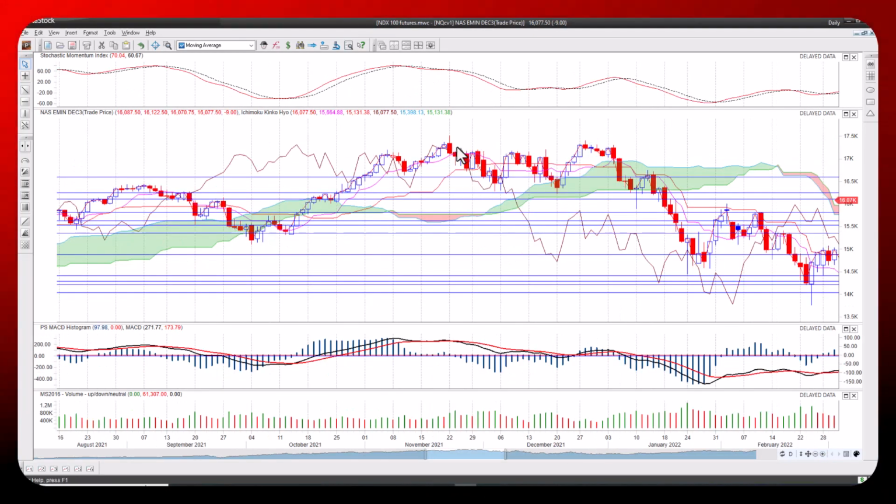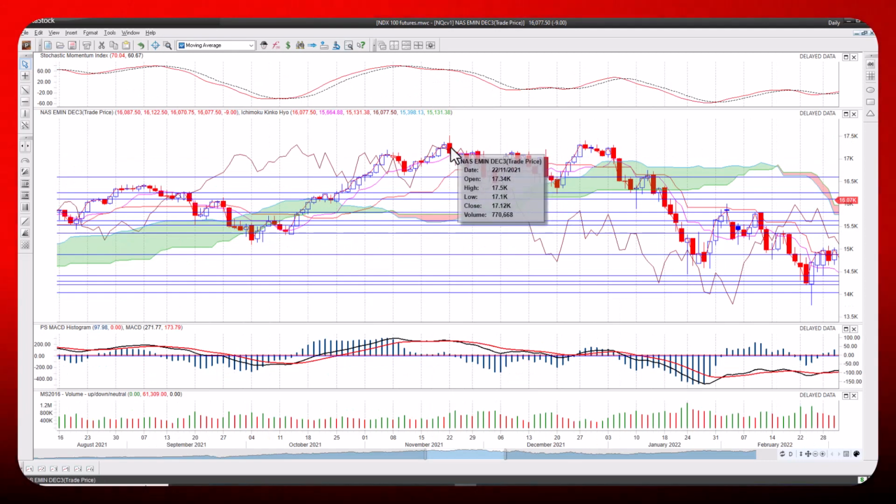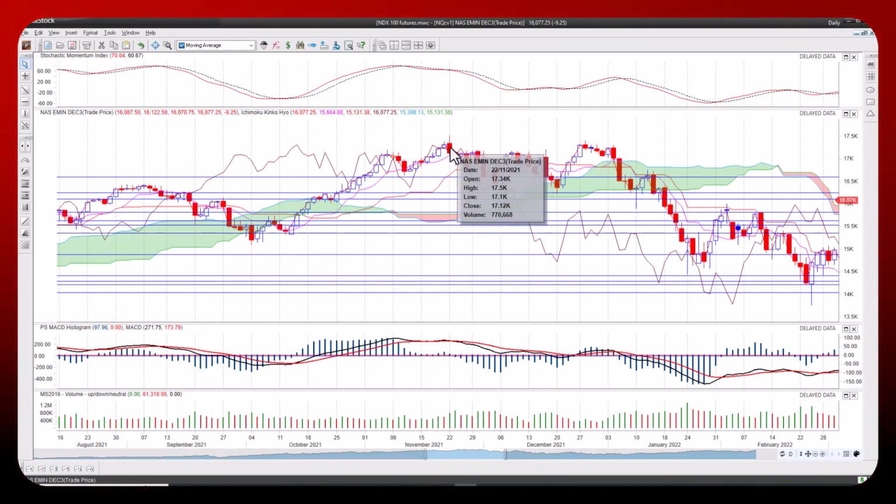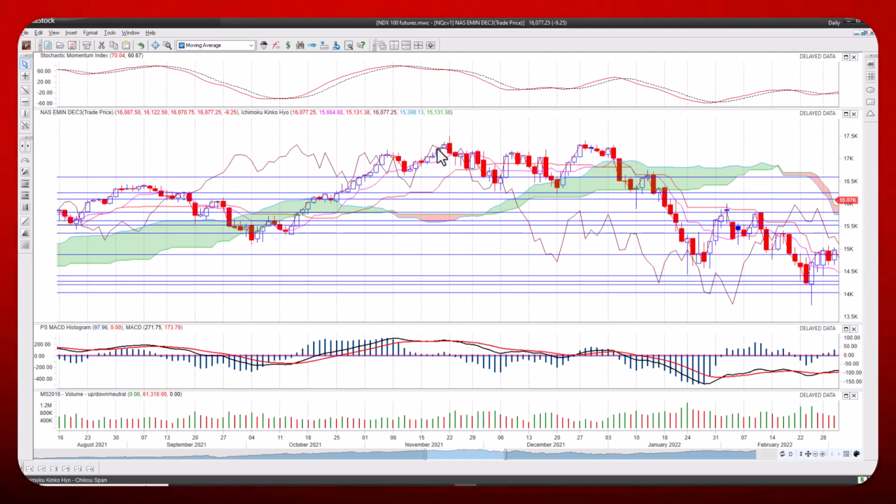Just a quick clarification that it was the week of the 26th of 2021 when the market made a top, and it was actually on the 22nd of November. So happy anniversary for the market top, which starts tomorrow. So we'll see how this pans out.